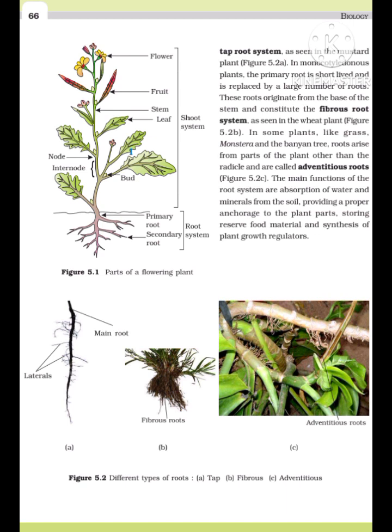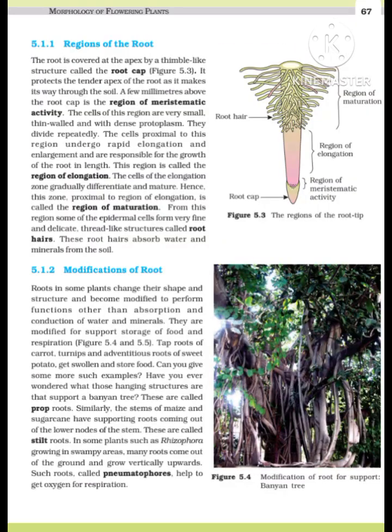Figure 5.1: Parts of a flowering plant: main root, laterals, fibrous roots (A, B), adventitious roots (C). Figure 5.2: Different types of roots: A, tap; B, fibrous; C, adventitious.